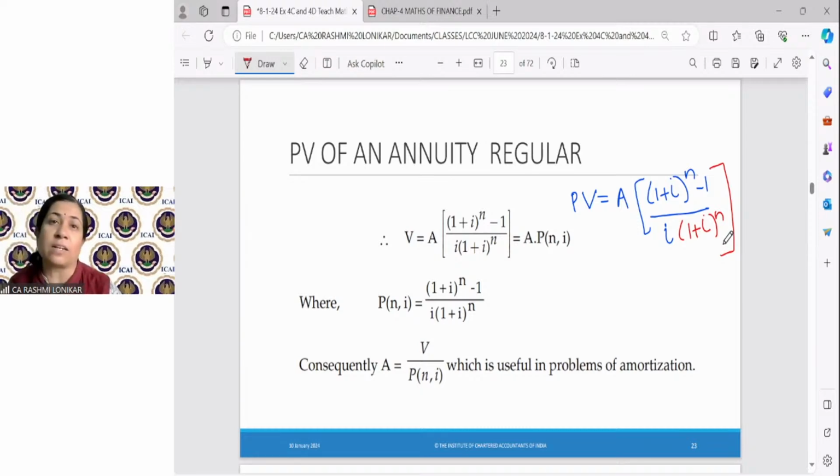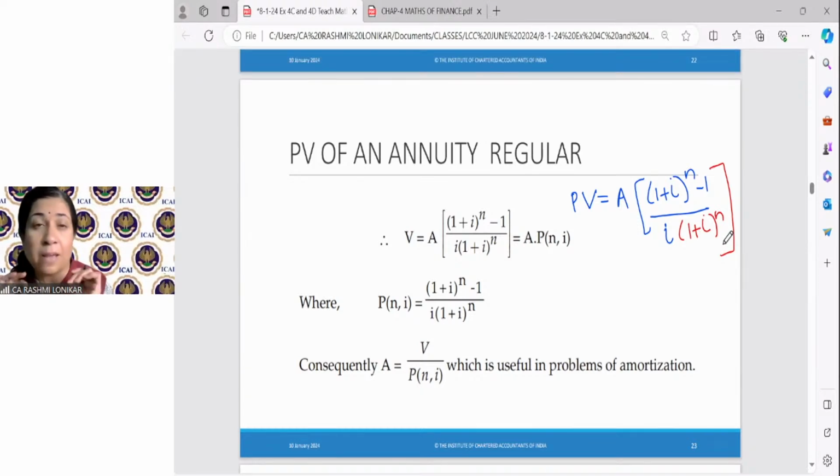Even while you're writing down the formula in your formula notebook, I hope every one of you has prepared the formula notebook. In that, you should write it with a different colored pen so that it becomes very easy for you to remember future value of an annuity and present value of an annuity. For this whole bracket, we will write it as PNI. Sometimes they may give you PNI directly, and then you only have to multiply it with the amount that you are putting as annuity.